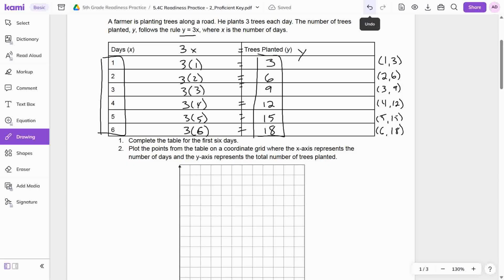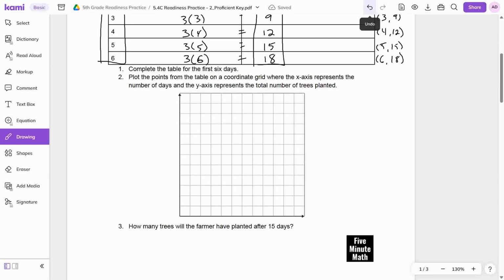So we don't have a scale on this yet. We do know this is our x-axis. We do know this is our y-axis. And the x-axis is number of days. Just going to put number of days. I'm just going to put it off to the side. And our y-axis is going to be number of trees.